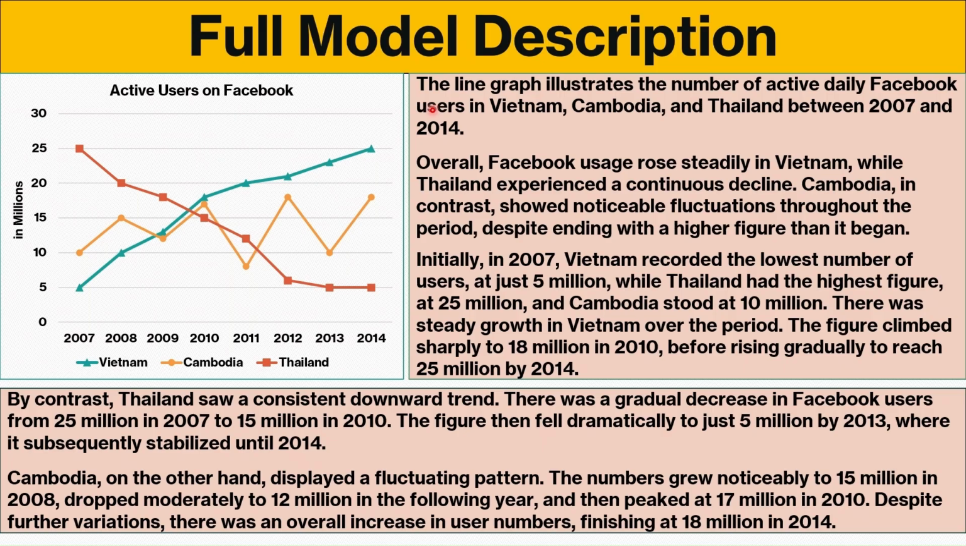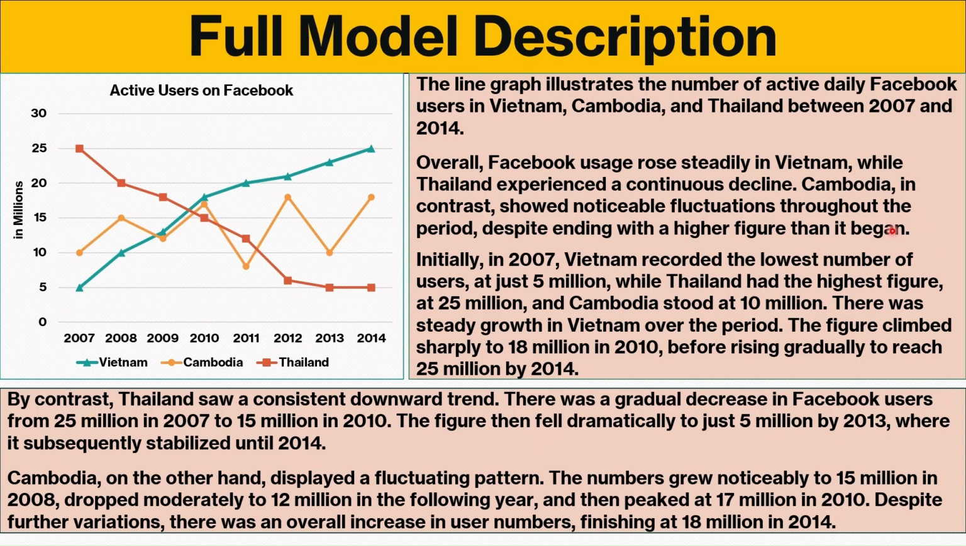Let's begin with the introduction. You can see that it paraphrases the question effectively. The overview summarizes the 3 main trends. User numbers in Vietnam increased, the figure in Thailand declined, and Cambodia experienced fluctuations. This addresses the task achievement criterion, summarizing the main trends without including specific data. And this is exactly what examiners look for in a strong overview.